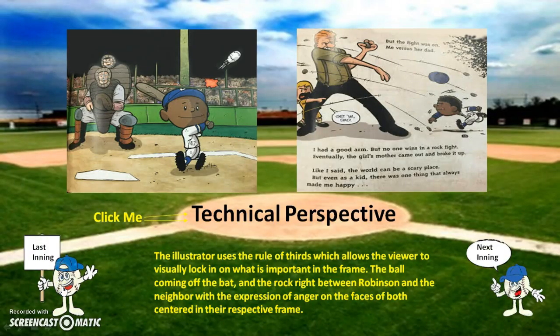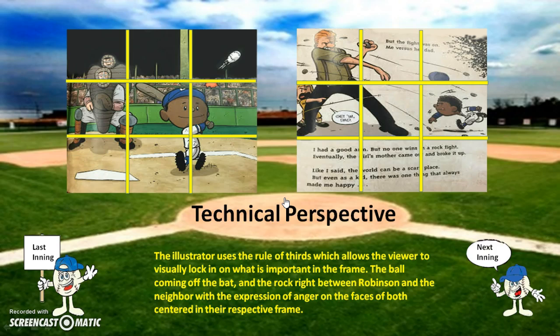The next perspective is the technical perspective. So when you click on that, you enter the rule of thirds. The illustrator uses the rule of thirds, which allows the viewer to visually lock in on what is important in the frame. The ball coming off the bat, and the rock fight between Robinson and the neighbor, with the expression of anger on the faces of both centered in their respective frames. The picture on the left, right in the crosshairs, you can see Robinson's eyes and then the ball in the upper right hand part of the frame.